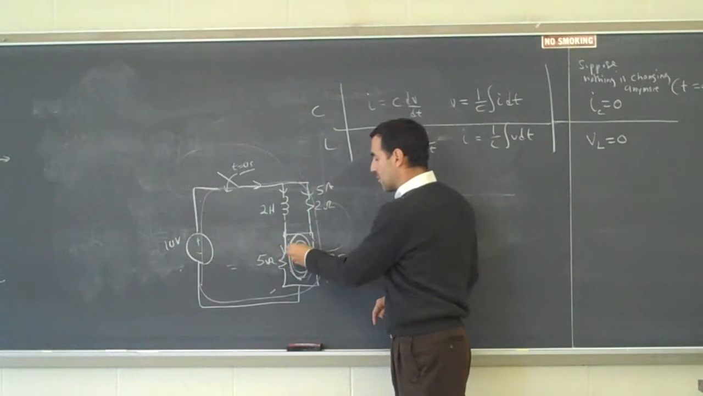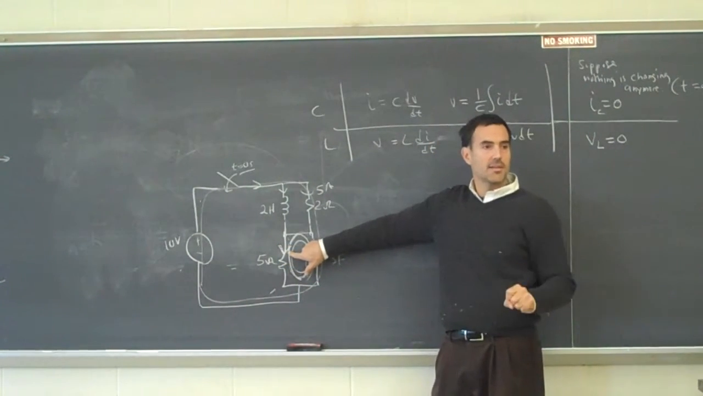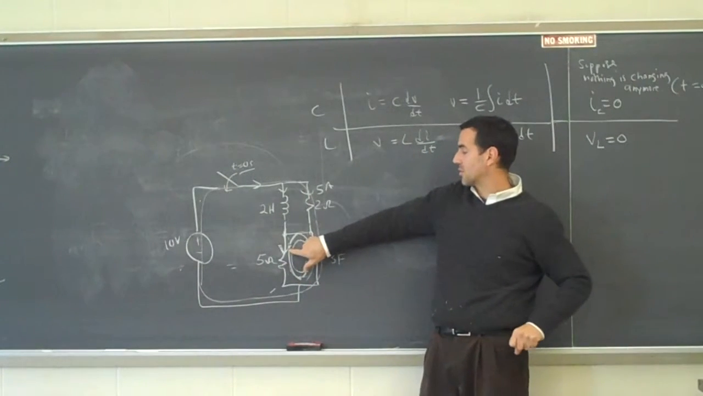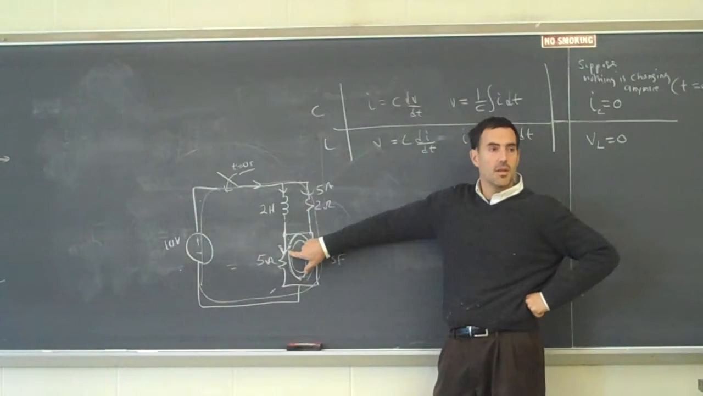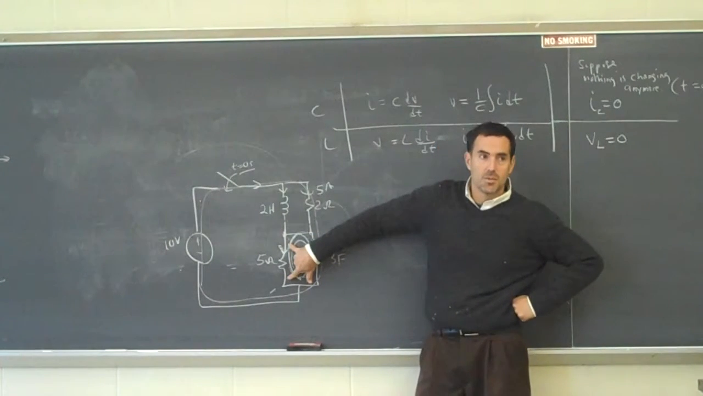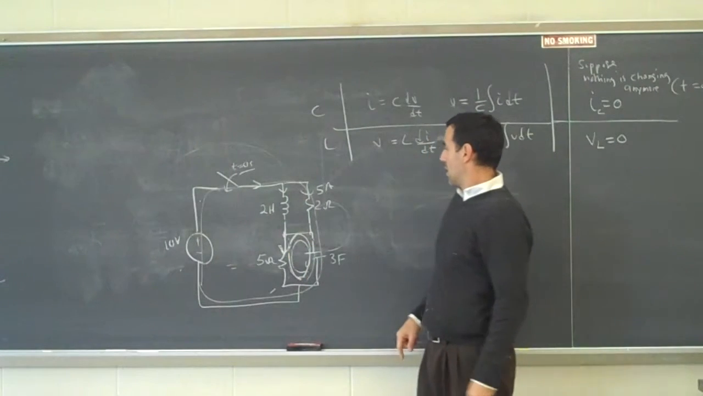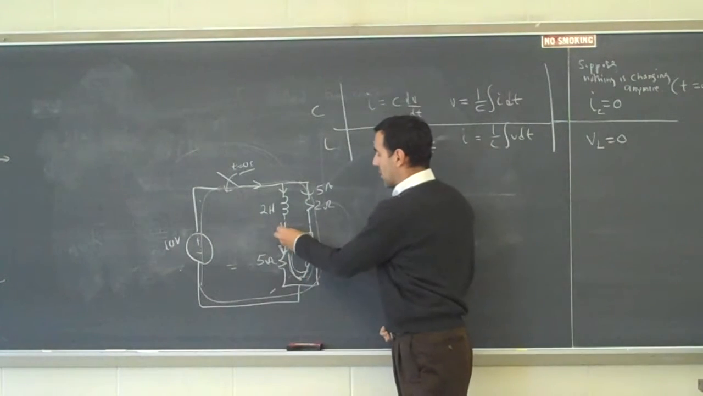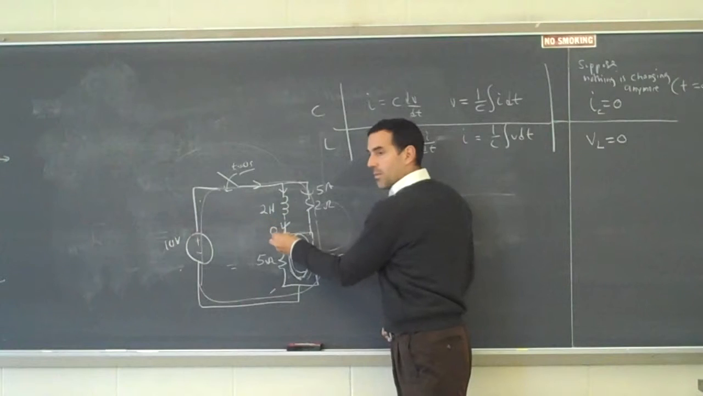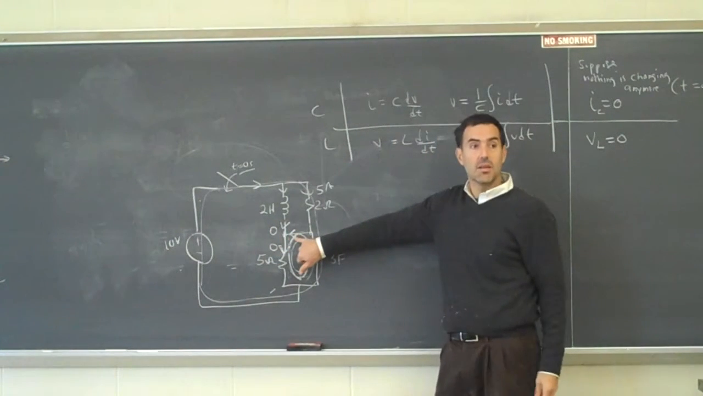What's the current labeled right here just after I close the switch? The voltage across that 5 ohm resistor is 0. What's the current through it? Well, the voltage across that 5 ohm resistor is 0. So then that current's going to be 0. That current right there, we already decided was 0. This current is 0. What's that current labeled right there?